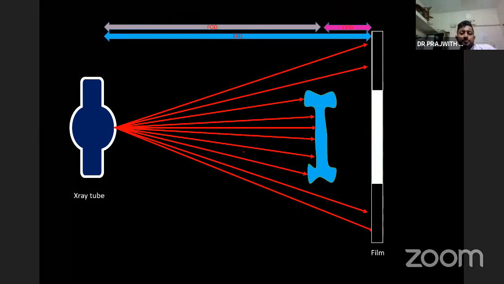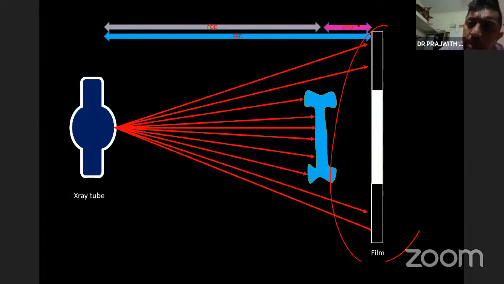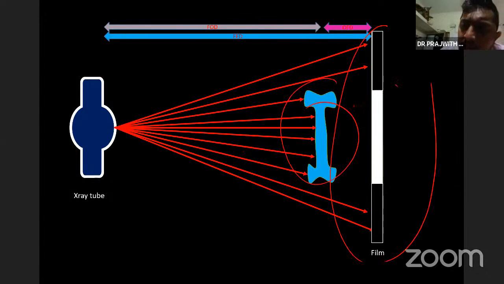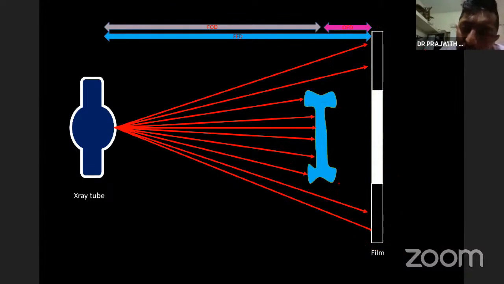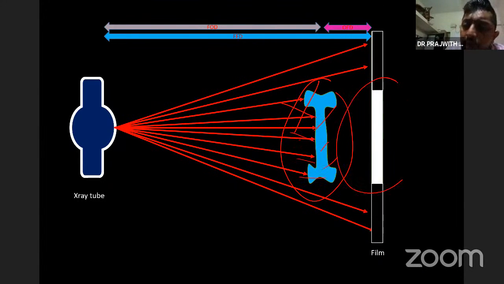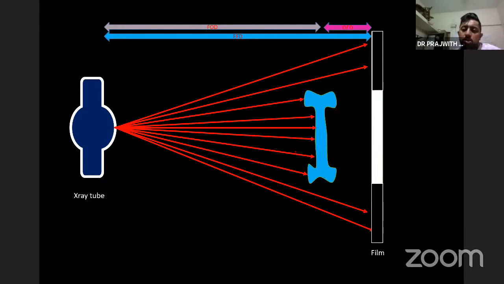Now let's see this film. As we see, wherever the bone is there, the film remains white. In the remaining area, the film remains black, because this is just a bone I have kept in the middle of the path of the X-ray. It is stopping the X-ray, making the film whiter compared to the rest of the places.